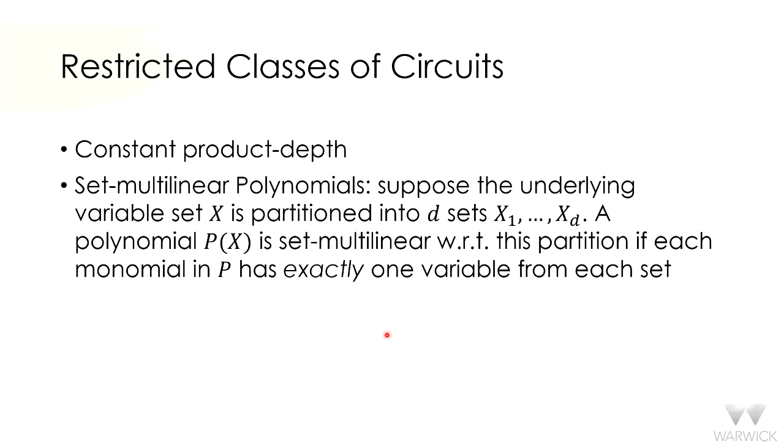So first of all, what is a set multilinear polynomial? Suppose your underlying variable set is partitioned into d sets. Then a polynomial is said to be set multilinear with respect to this partition, X1 through Xd, if every term in P, so every monomial in P, consists of exactly one variable from all of the d sets. That's simply a set multilinear polynomial. And notice that if this were to happen, then the degree of this polynomial is, well, obviously d. And also notice that because every term has d variables, this is automatically homogeneous.